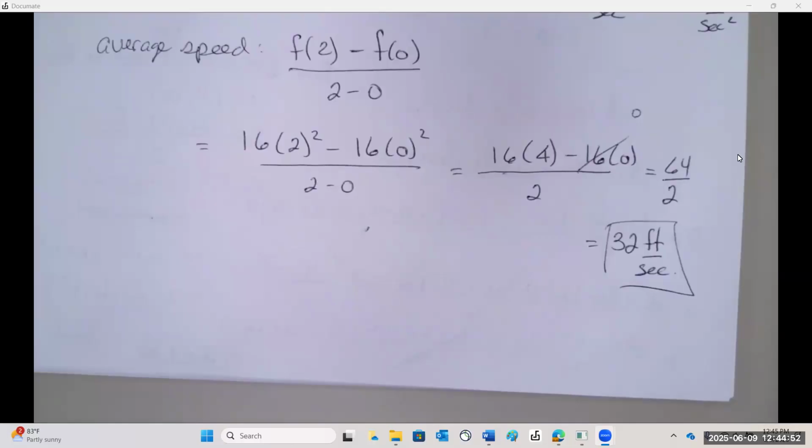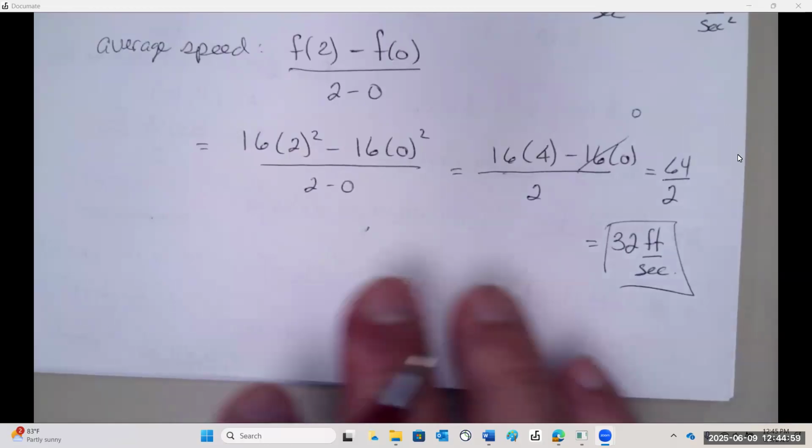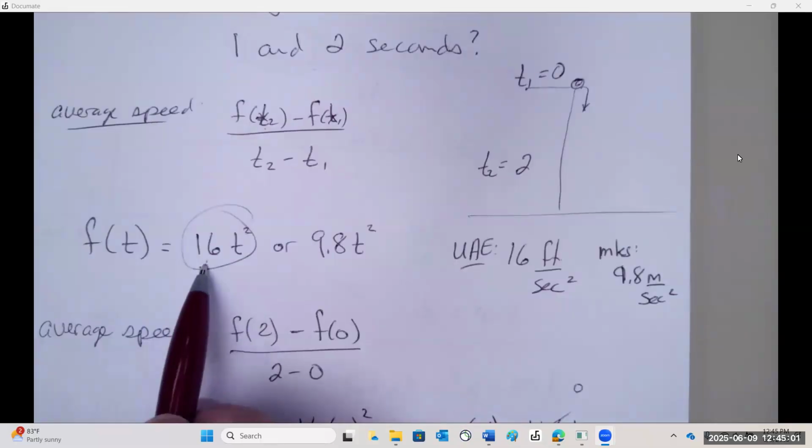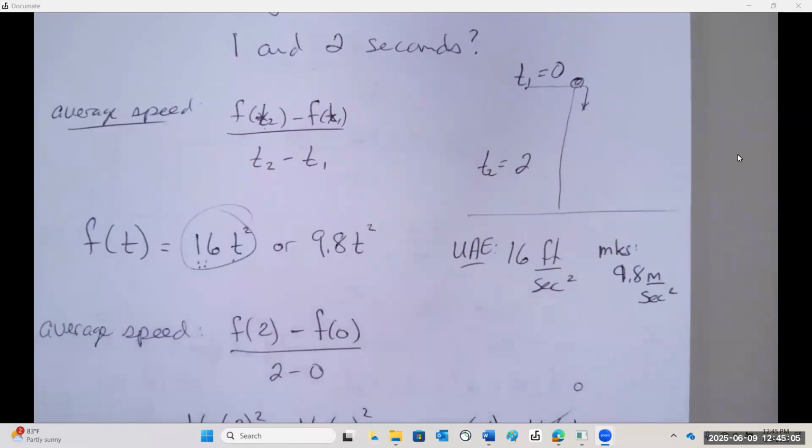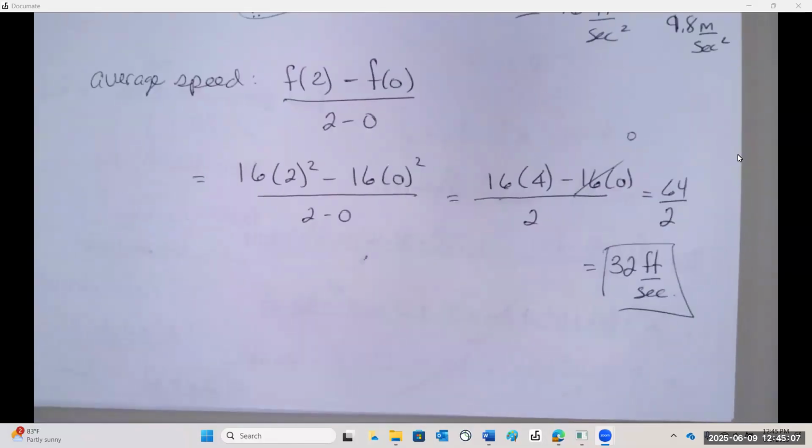How do you get 16 related to f of 2, 16 times 2 squared? Because the formula itself is gravity times time squared. Because that's the force acting. Gravity itself is the force, but it has to have time. Because how fast can something fall? How fast can a ream of paper fall?